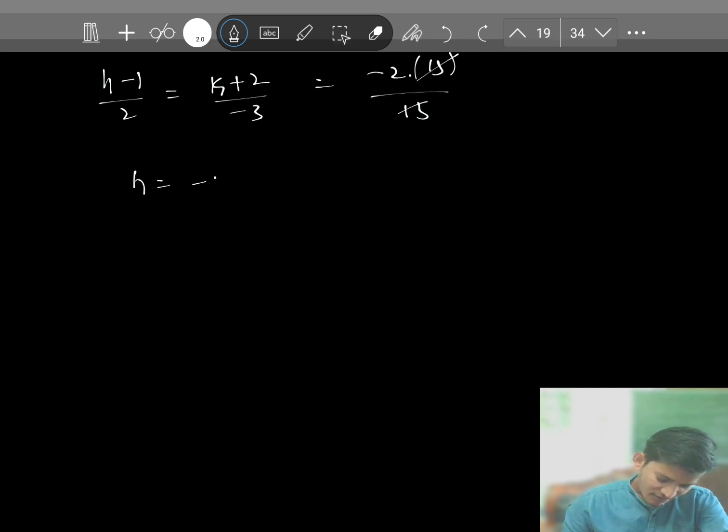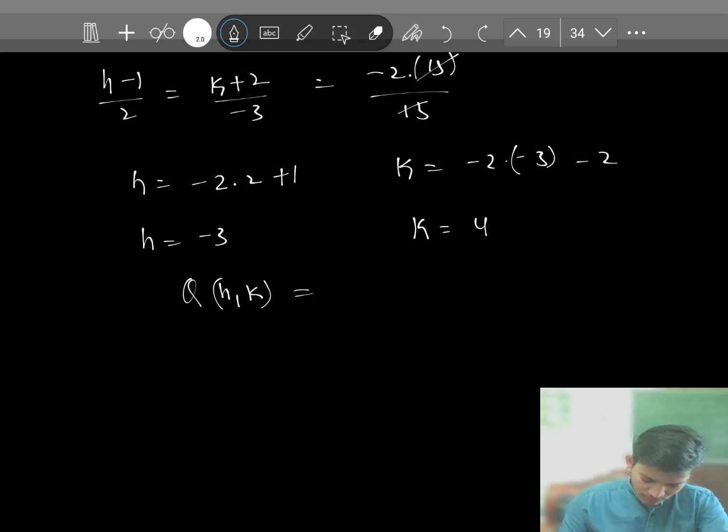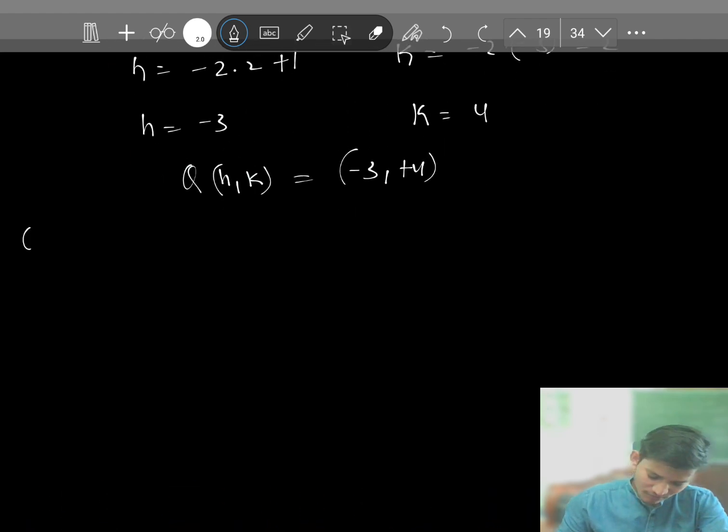So h minus 1 divided by 2 equals k plus 2 divided by minus 3, and the h value is minus 2 into 2 plus 1, and the k value comes out to be minus 2 into minus 3 minus 2. Right, so the h value will be minus 4 plus 1, that is minus 3, and the value of k is plus 6 minus 2, it is 4. So the point h comma k, the position of the image, comes out to be minus 3 comma plus 4, and what you're supposed to write, the last step, is the conclusion.